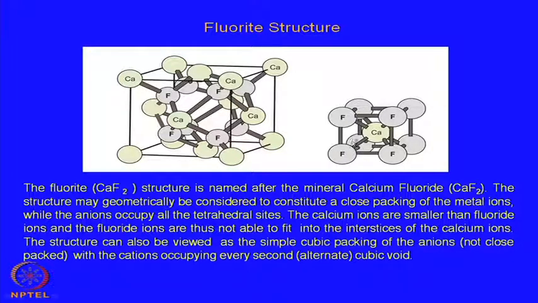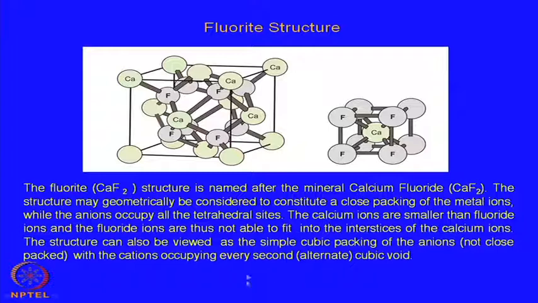Okay. Here it says the calcium ion is larger and the fluorine ion goes to the tetrahedral sites. The calcium ions are larger than the fluorine ions, and the fluoride ions are thus able to fit into the interstices of the calcium ions. The structure can also be viewed as a simple cubic packing of the anions, not close packed, within the cations, with the cations occupying every second or alternate cube void. That is the description I gave you just now.